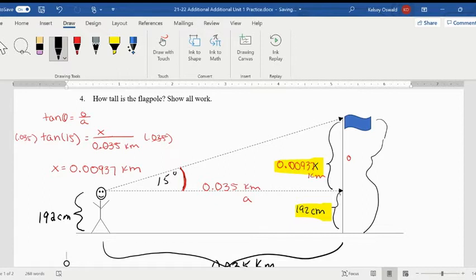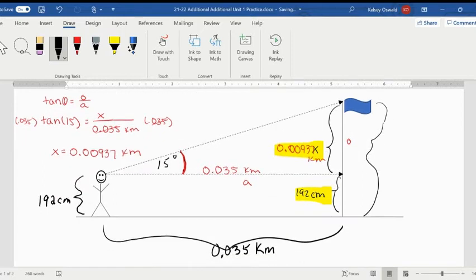So if our distance from the person to the flag was 0.00937 kilometers, we're going to need to get that into centimeters before we can add that to the height of the person. So in order to do that, we're going to take 0.00937 kilometers. And we know that there's 1,000 meters in 1 kilometer. Again, there's nothing in the denominator here, so we're just going to assume it's over 1. So then we can have kilometers on top, kilometers on bottom to cancel out.